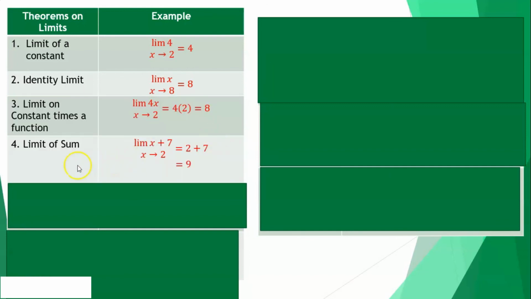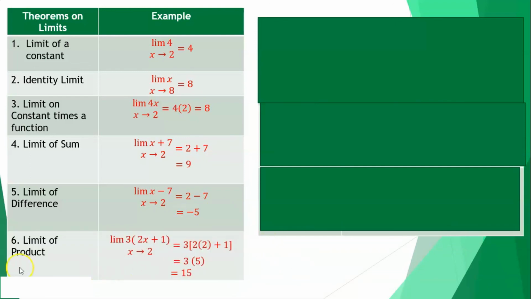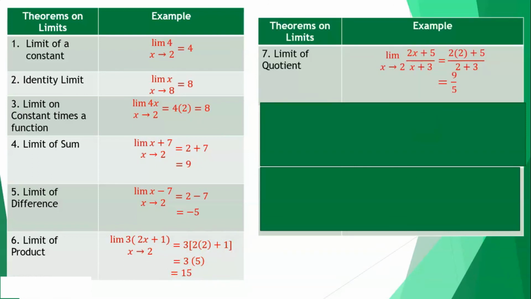Next, the limit of a sum. So the limit of x plus 7 as x approaches 2. So that's 2 plus 7, or therefore it is 9. A limit of a difference. So x minus 7 as x approaches 2. So 2 minus 7, it is negative 5. Okay, next. The limit of a product. The limit of 3 quantity 2x plus 1 as x approaches 2. So all we have to do is substitute. So 2 times 2 is 4 plus 1 is 5, multiplied by 3. So therefore it is 15.